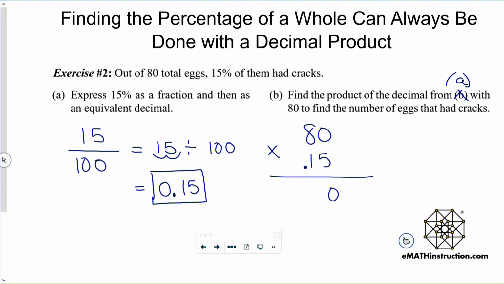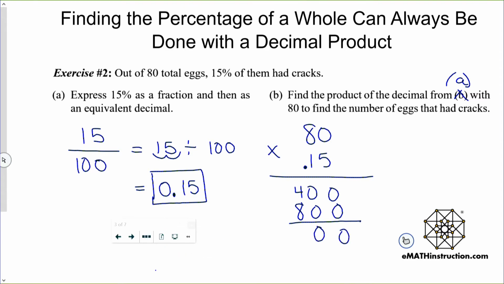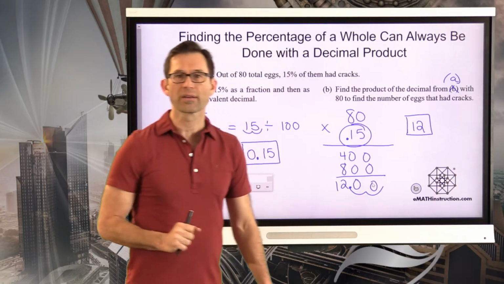5 times 0 is 0. 5 times 8 is 40. Do a little index. 1 times 0 is 0. 1 times 8 is 8. Add them all up. We're going to get 0, 0, and 12. We've got 2 decimal places, so 1, 2. And we find that 12 of the eggs had cracks.